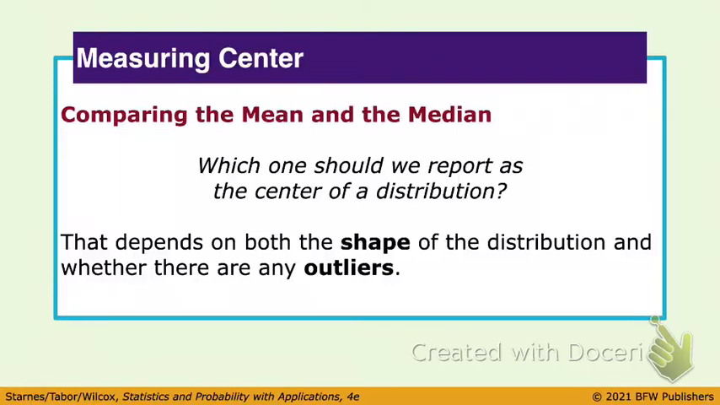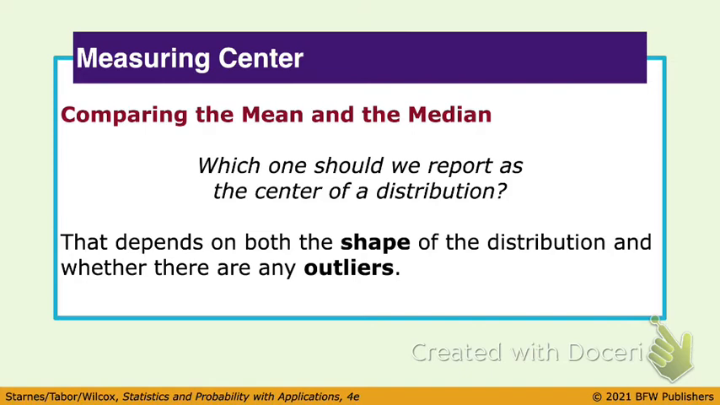So there's two ways that we can talk about the measure of center. We can usually either talk about the mean or the average, or the median. And so the question is always like, well, which one do I use and when do I use it? So it kind of depends. It depends on the shape of the distribution and whether there are any outliers.